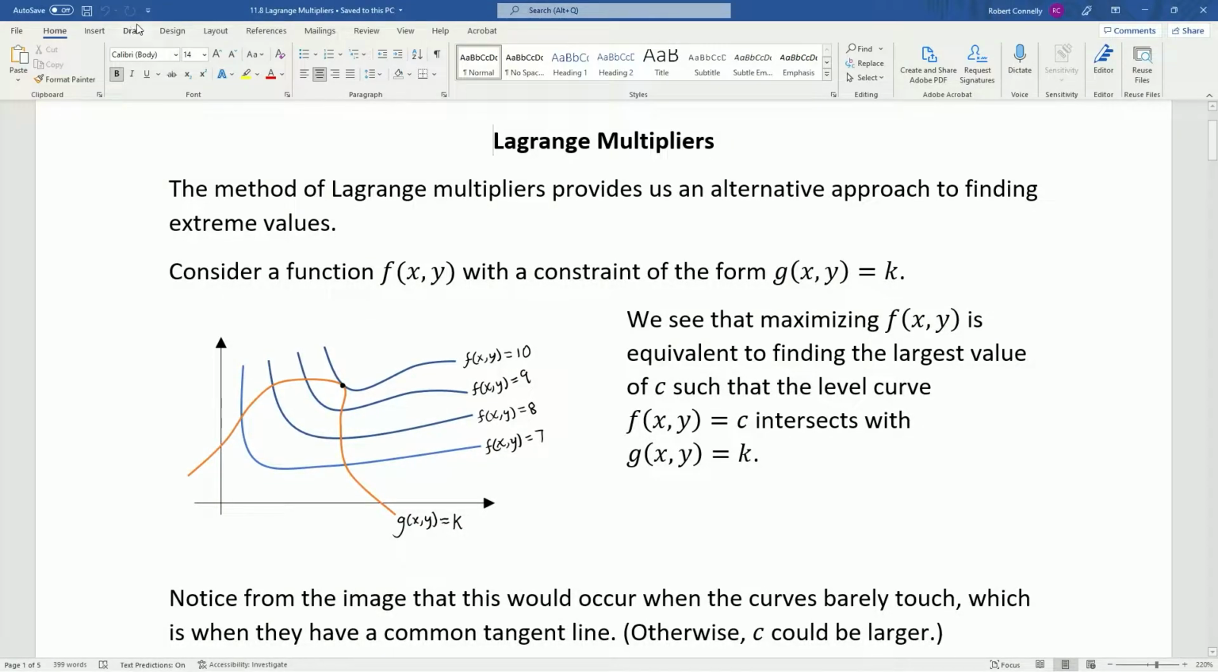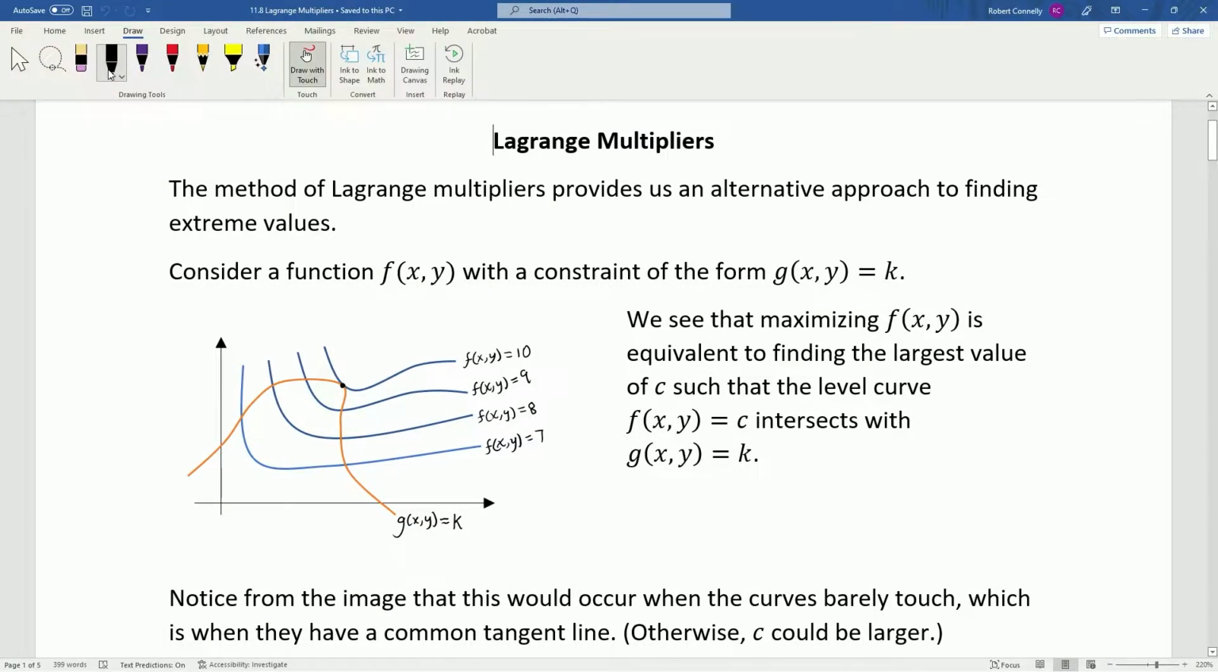Hello everybody, and welcome to our video on Lagrange multipliers. So the method of Lagrange multipliers is just basically going to give us an alternative approach to finding extreme values.